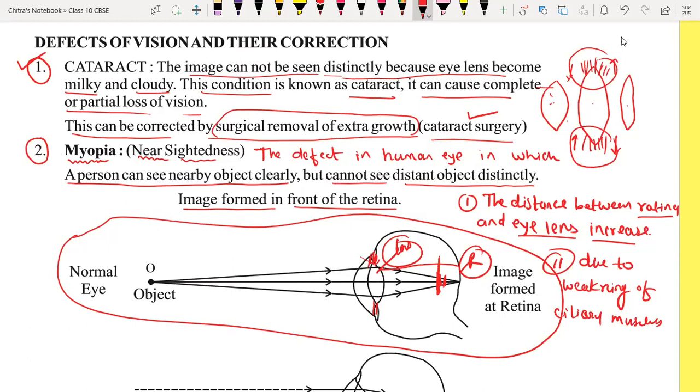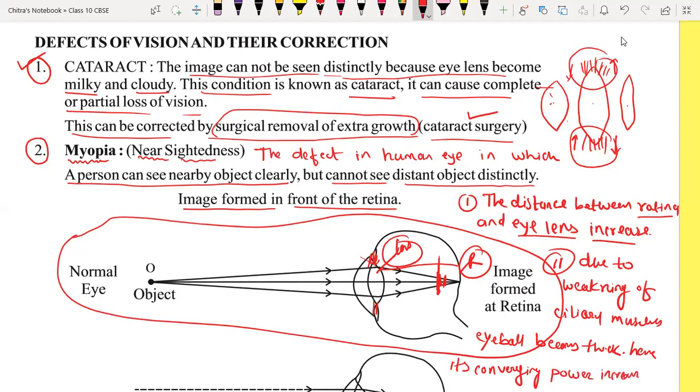So due to weakening of ciliary muscles, the eye lens also becomes thick. Hence its converging power increases.